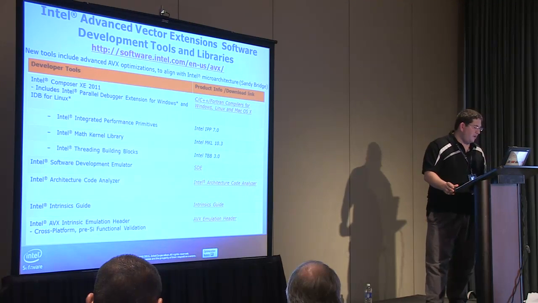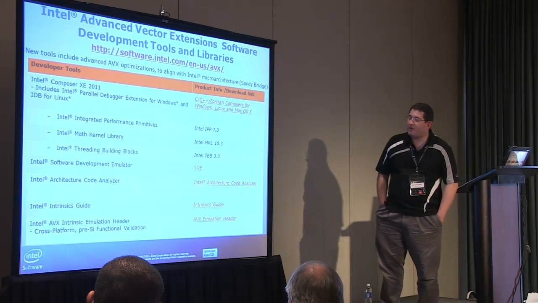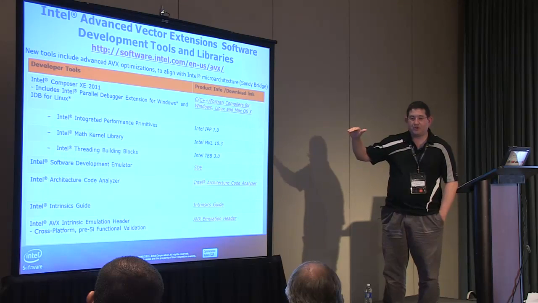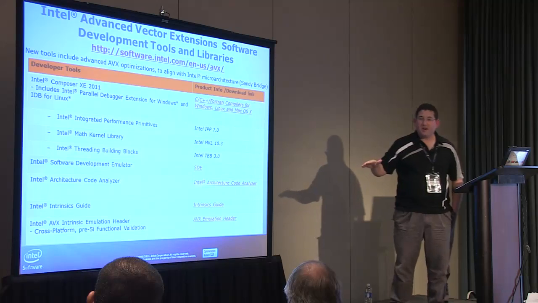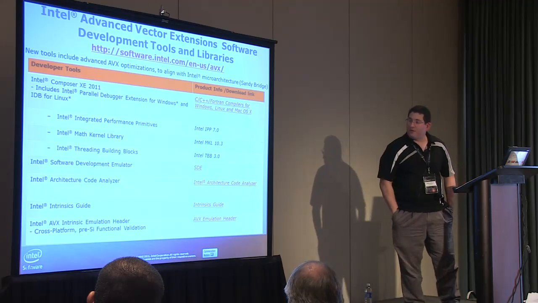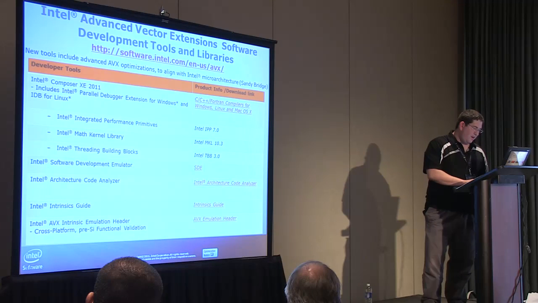So the software architecture analyzer is a static source code analyzer, which will go through and show you areas that you can improve. It finds security flaws. It also finds bugs and shows you how you can improve your performance directly on a Sandy Bridge processor. And then, of course, AVX.